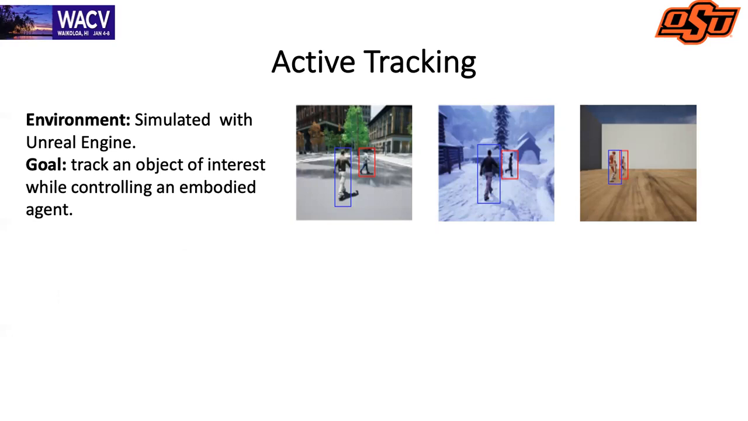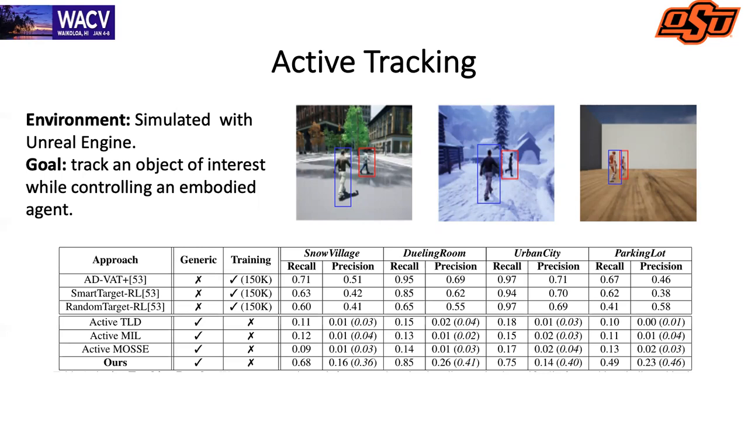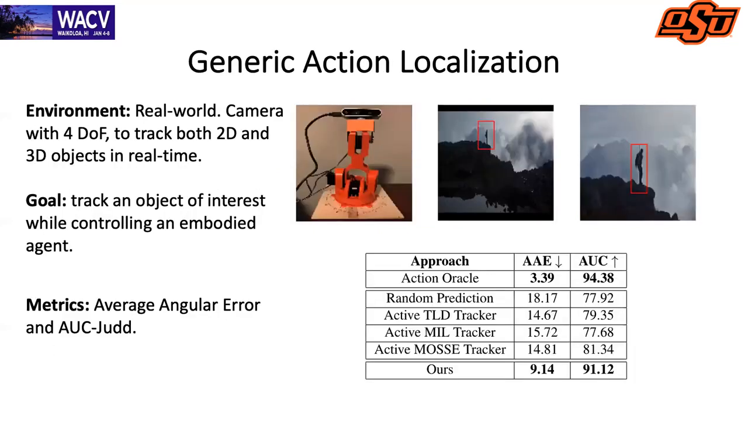For simulated environments, we evaluate on the task of active object tracking. We use environments simulated with Unreal Engine to track an object of interest while controlling an embodied agent. We perform competitively with more sophisticated reinforcement learning-based active object tracking frameworks that are explicitly designed and trained for this task. We find that our approach consistently has comparable recall to RL-based approach and significantly outperform generic unsupervised baseline trackers. It should be noted that reinforcement learning-based approaches take at least 20,000 iterations to match our performance, while we are not explicitly trained for this task and does not require any rewards for training.